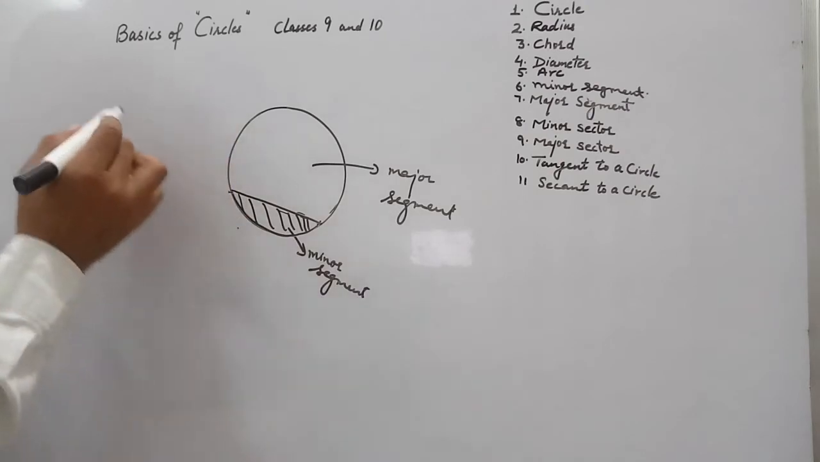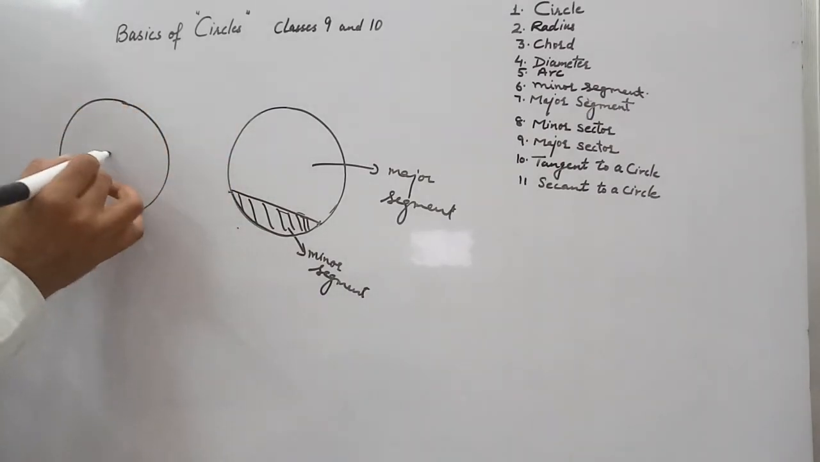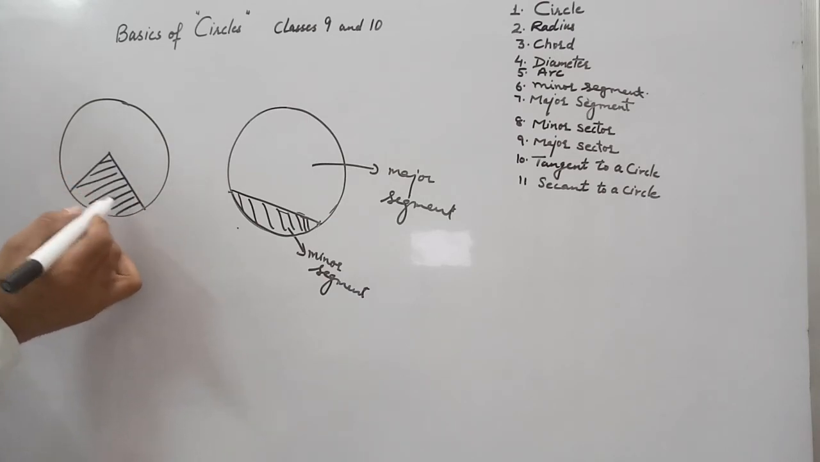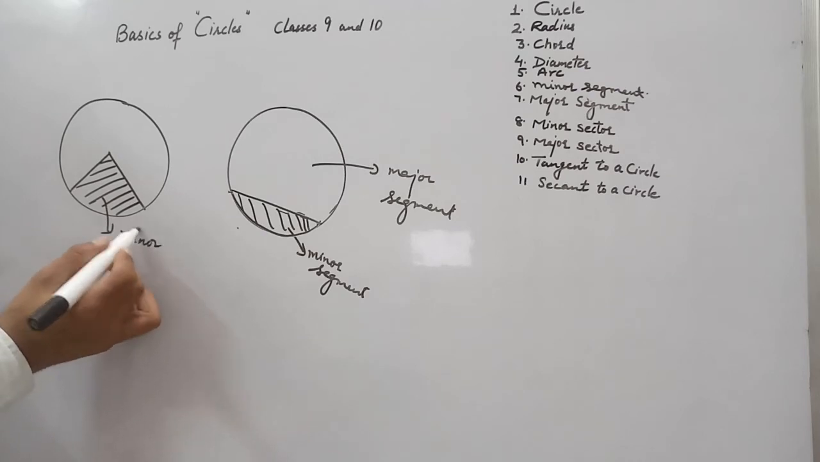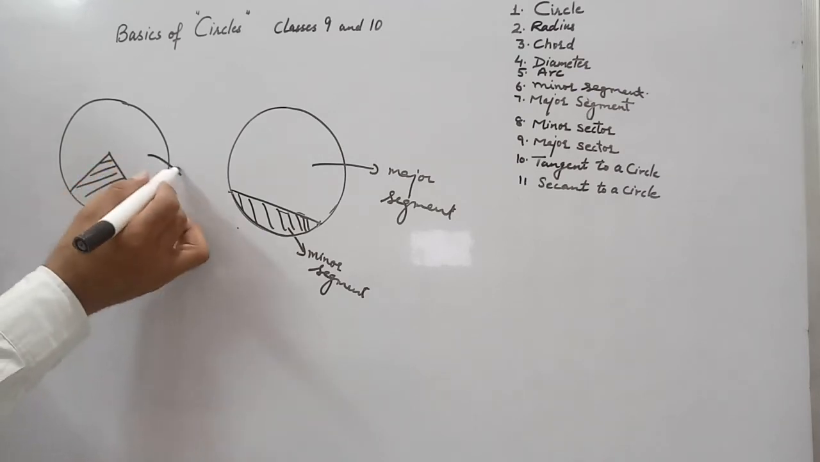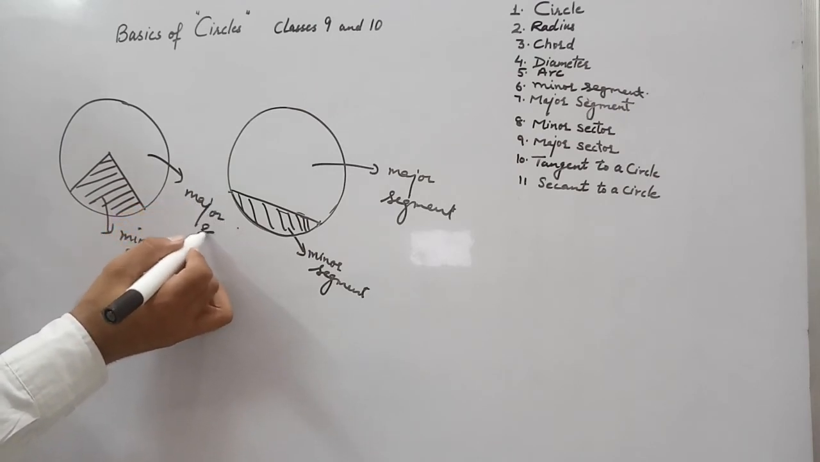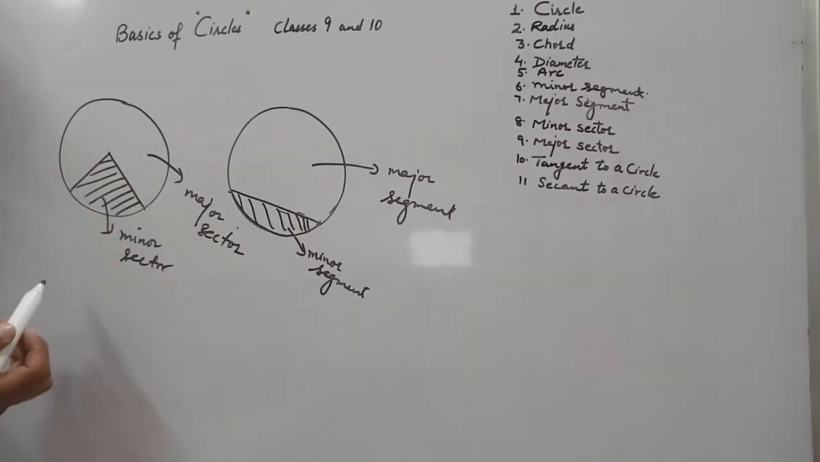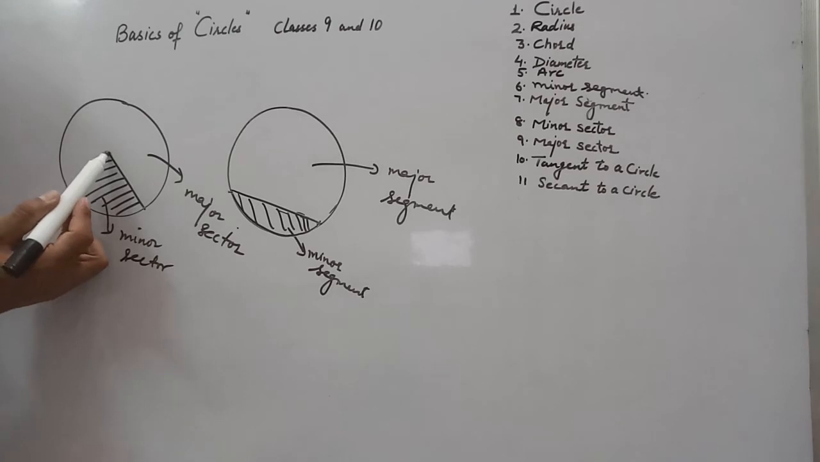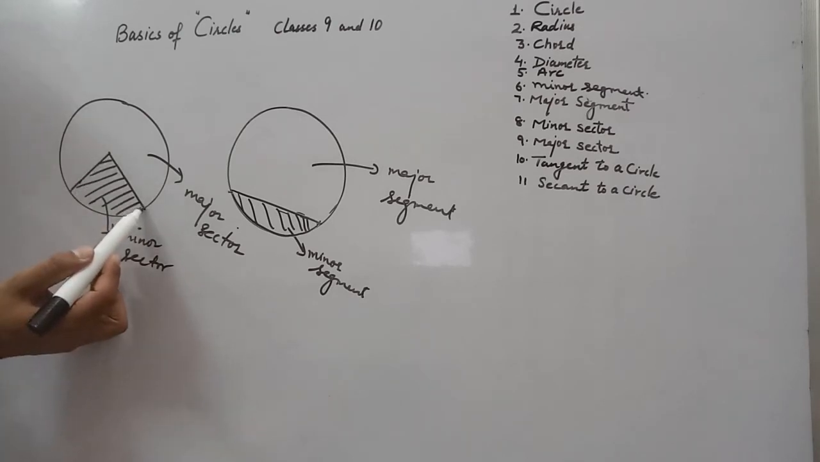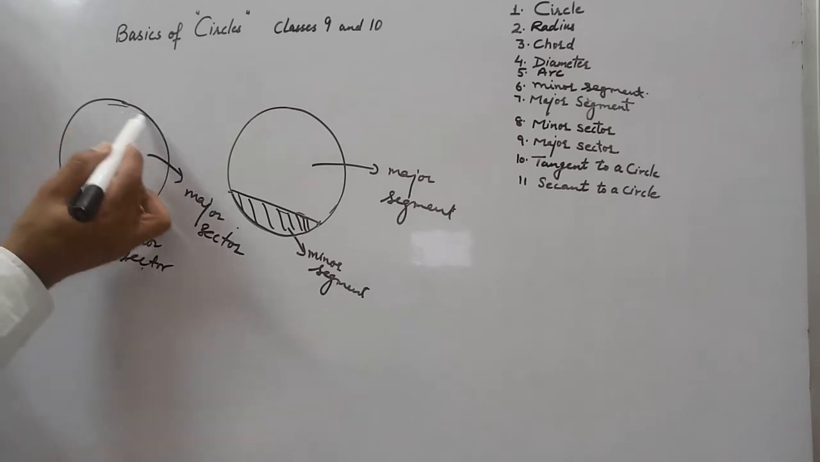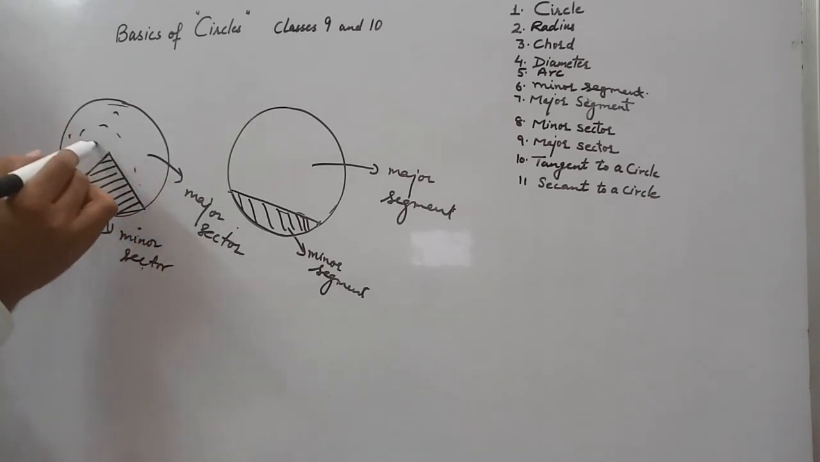So next is major and minor sectors. So these are major and minor sectors. This is the minor sector and this is the major sector. These both are areas only. We can define the minor sector as the area bounded by two radii and the minor arc, and the area bounded by two radii and the major arc is called the major sector.